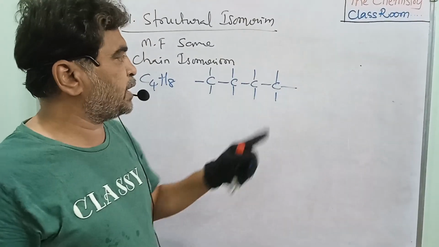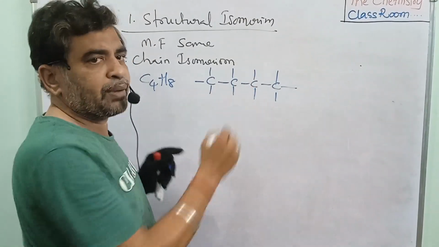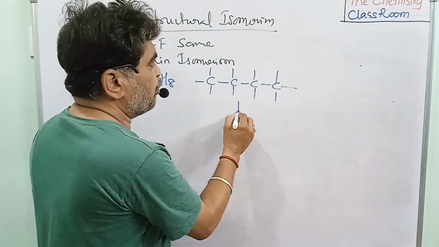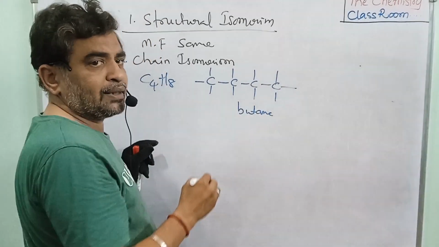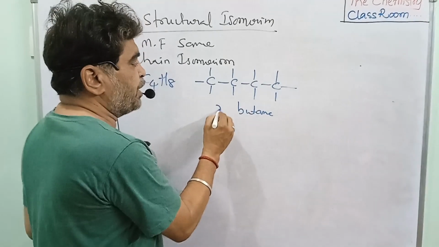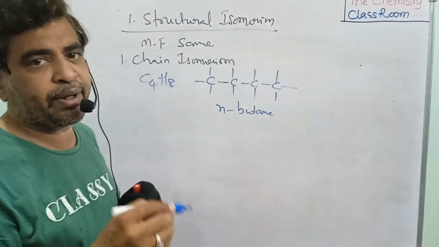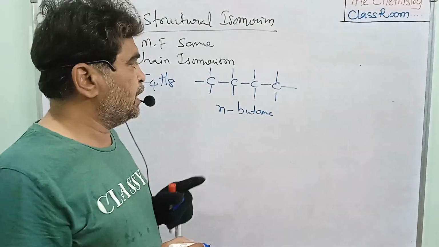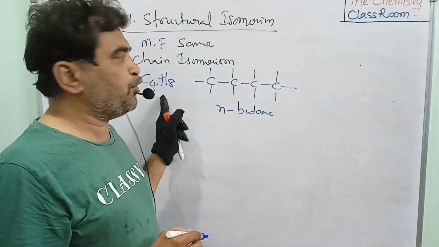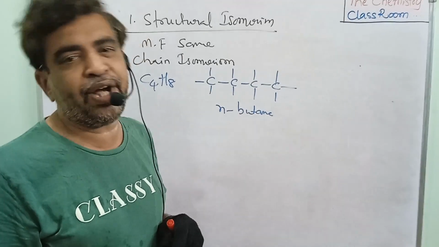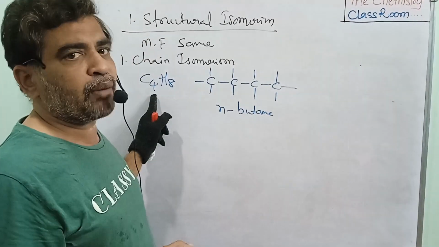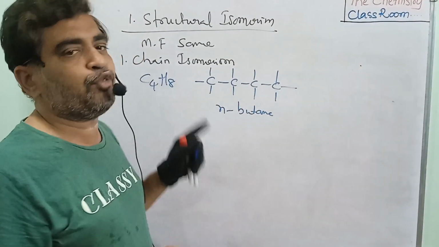In this structure, how many carbons do we have? 4 carbons, so the compound is butane. The carbons are in a straight chain, so it is called n-butane, normal butane. We already discussed this in nomenclature. Here the molecular formula for this compound is C4H10.